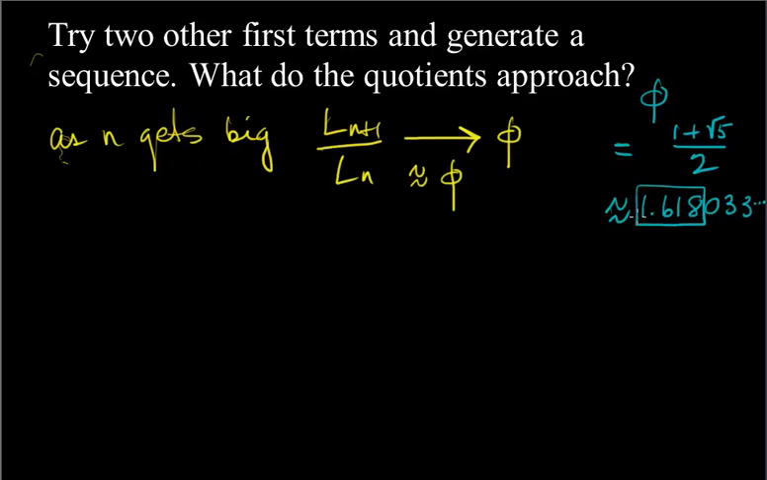All right, now what's at the top of this slide is the rest of the question. Many of you didn't see that. Again, read the whole question, and at the end make sure you've answered it all. Try 2 other first terms and generate a sequence. What do the quotients approach? Well, let's do that.